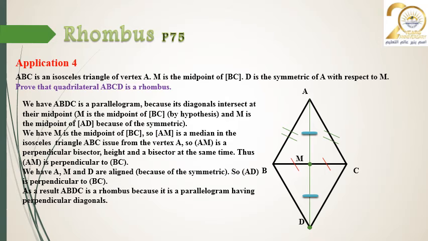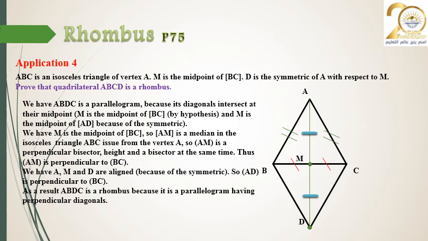So AM is a perpendicular bisector, a height and a bisector at the same time, because it's a median in an isosceles triangle, and the rule says the median in an isosceles triangle is at the same time a height, a bisector, and a perpendicular bisector. Thus, AM is perpendicular to BC. So AM is perpendicular to BC. That means we have 90 degrees at M.